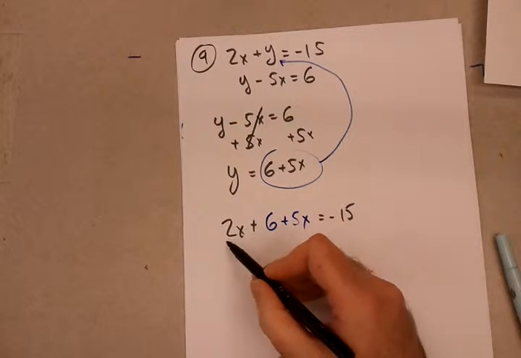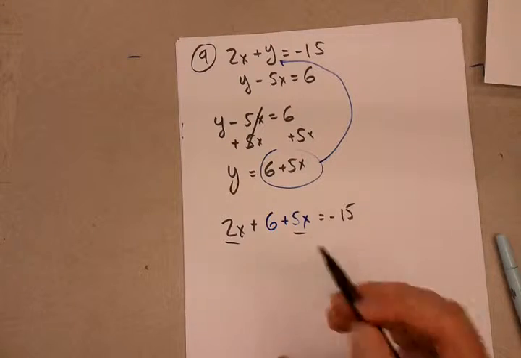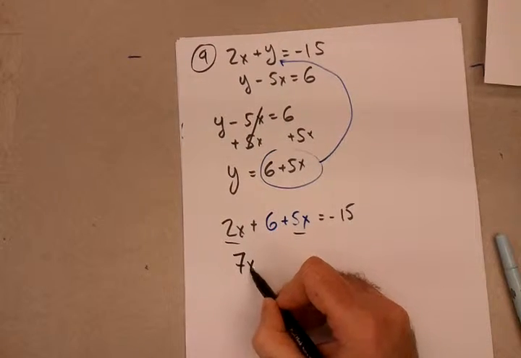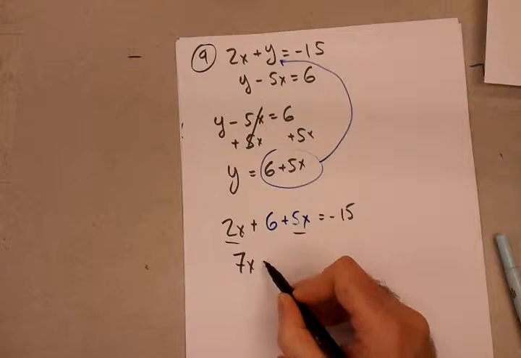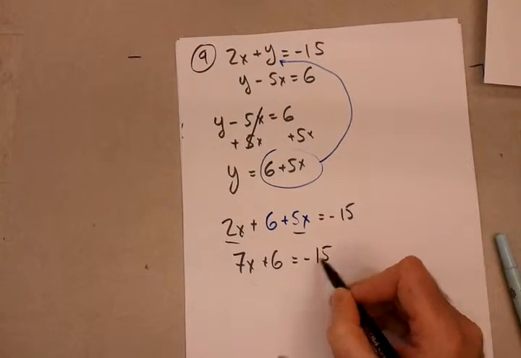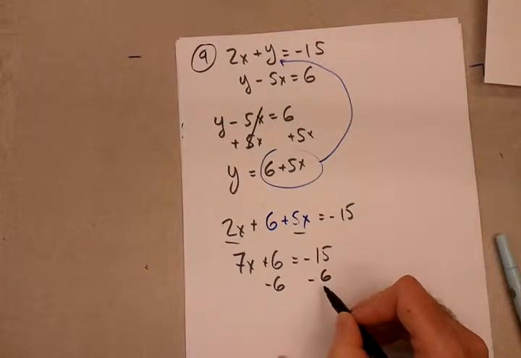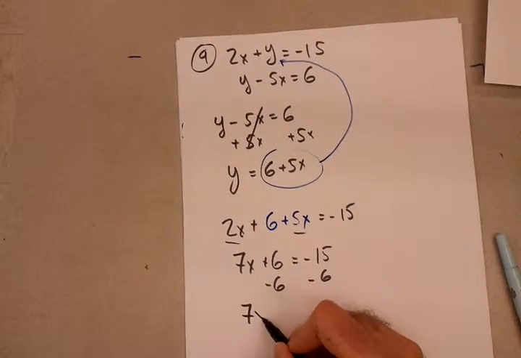So now I just need to combine my like terms. 7x plus 6 equals -15. I'm just solving for x here, so I'm going to subtract 6 from both sides.